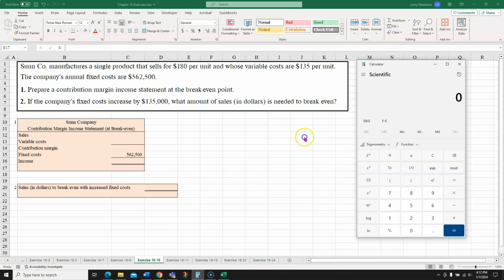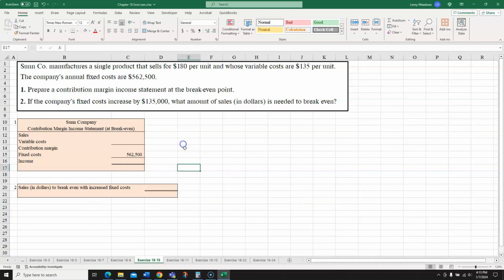So my break-even units are going to be my fixed costs divided by my contribution margin per unit. So what is my contribution margin per unit? Well, it's going to be $180 minus my variable cost per unit of $135. So my contribution margin per unit is $45. So I'm going to take that $562,500 and divide it by $45. And in order to break even, I need to sell 12,500 units.